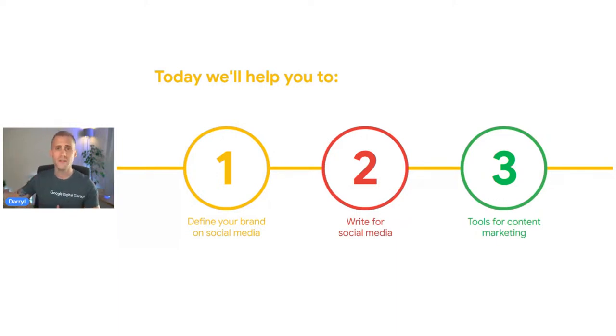Regardless if you've got 5 years as a brand and you're going strong, or maybe you're just starting off, we all need to define what that brand is before we can jump into number two, which is writing for social media. What do we need to start thinking about? How can we now connect with your customers and your audience in a more effective way when we're writing for social media? Last but not least, we're going to dive into a couple of tools into content marketing.